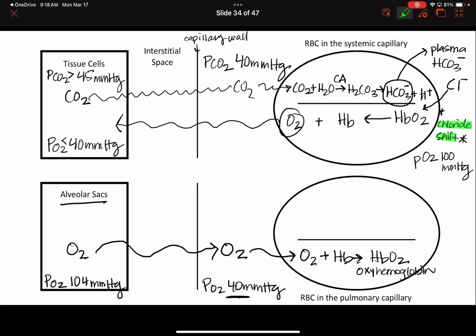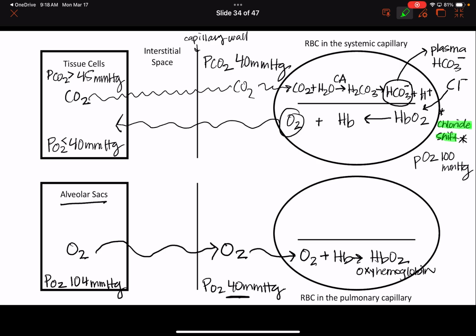We use that bicarbonate for a lot of different things. We're going to learn about a lot of different things in the next few weeks about how we use bicarbonate. So it needs to be in the plasma. As soon as we convert that CO2 into bicarbonate, we move that bicarbonate to where it belongs, which is in the plasma. But if we lose a negative in that red blood cell, we also have to gain a negative to even things out. And so that's where the chloride shift comes in.